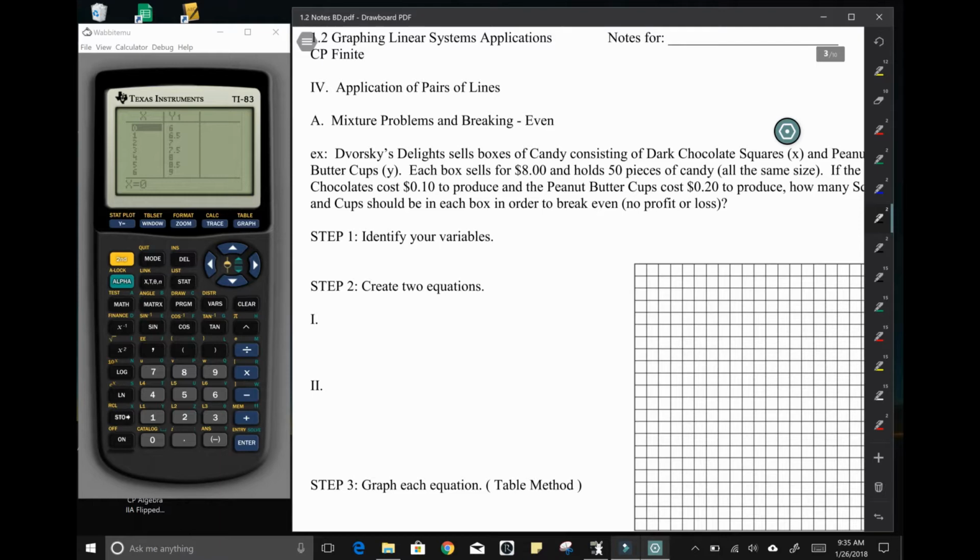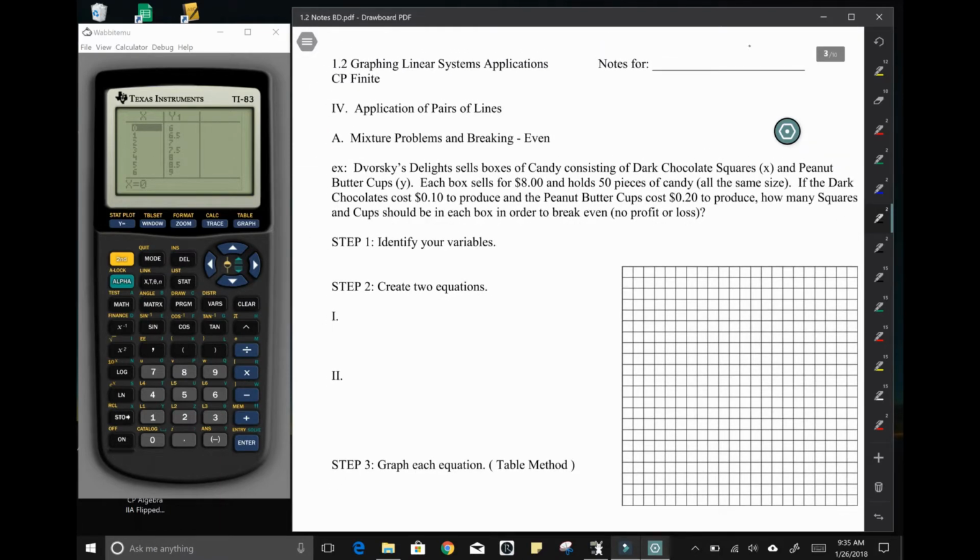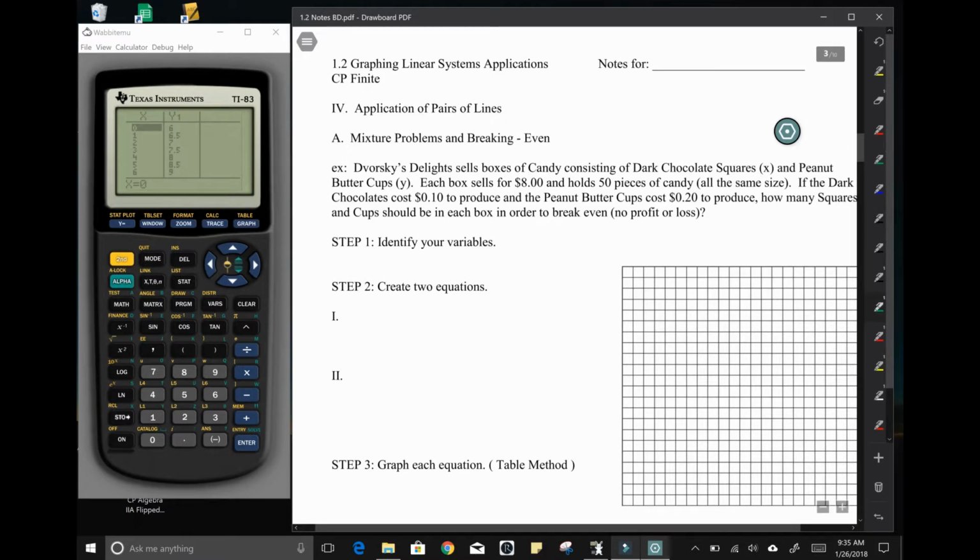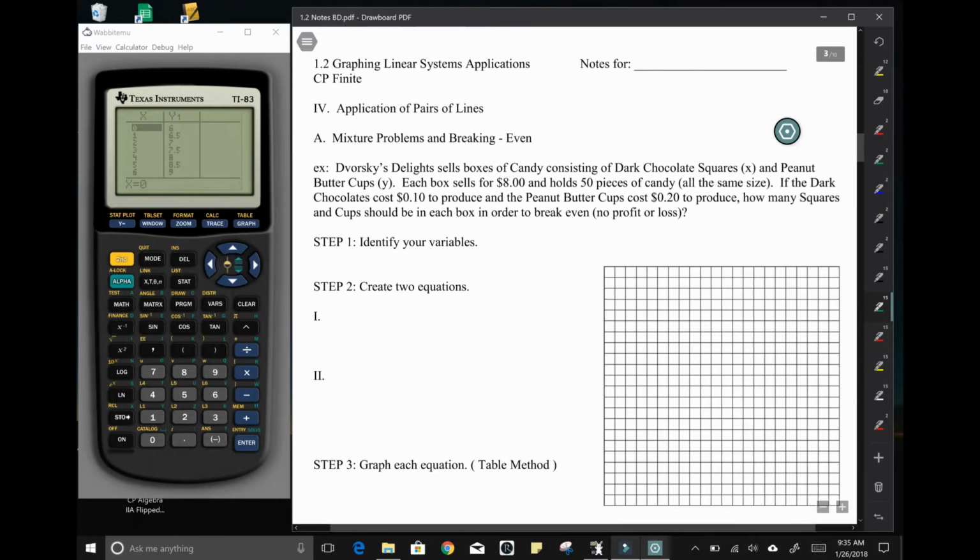Just identify your variables. Take it slow, identify your variables, and you can do that simply by looking at the question itself. It says, okay, how many squares and cups should be in each box? So whatever is being asked of you is typically going to be your variables. Okay, and I do tell you that in the problem itself. So we're going to have dark chocolate be our x, and we will let cups be our y.